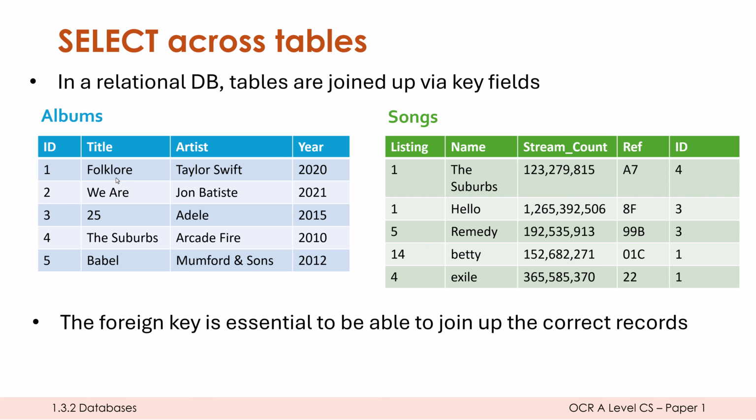How do I know that if I didn't know about Taylor Swift? Well, because the foreign key here is ID. The foreign key is a primary key in another table. So the ID is linking us to the albums table because both Betty and Exile have got a foreign key value of 1, which connects up to the primary key value of 1 in albums. Likewise, we can see Hello and Remedy are both part of Adele's album because the 3s in the foreign key field link up to the 3 in the primary key field in the other table. So this is a critical thing here. We can't join up the records unless I use the foreign key.